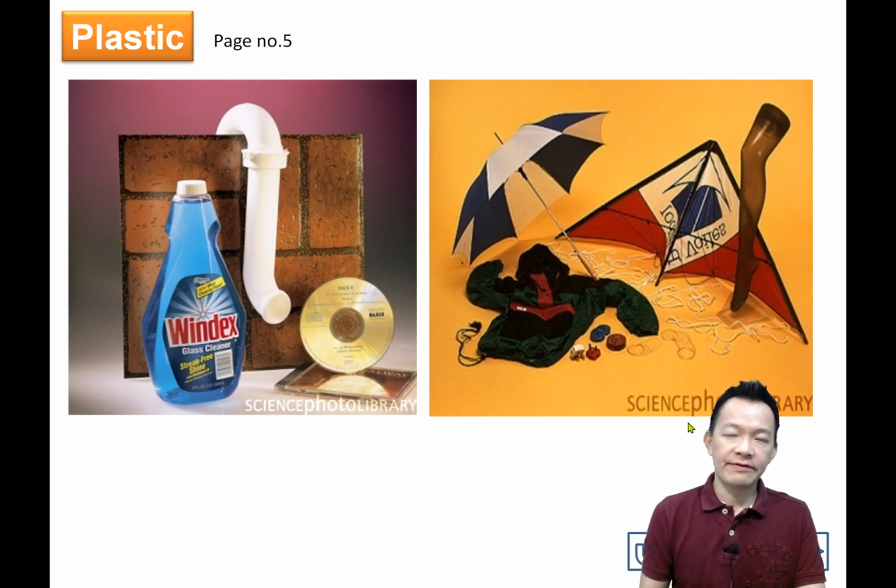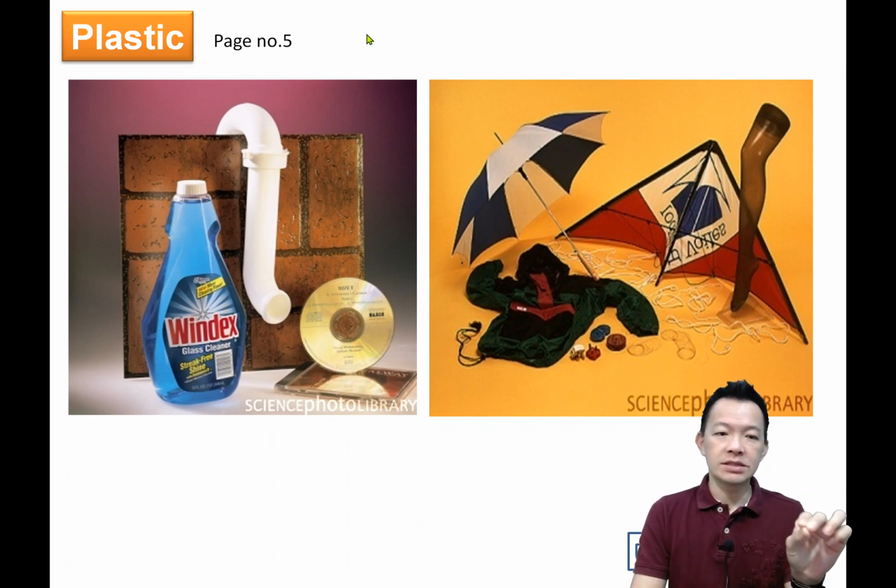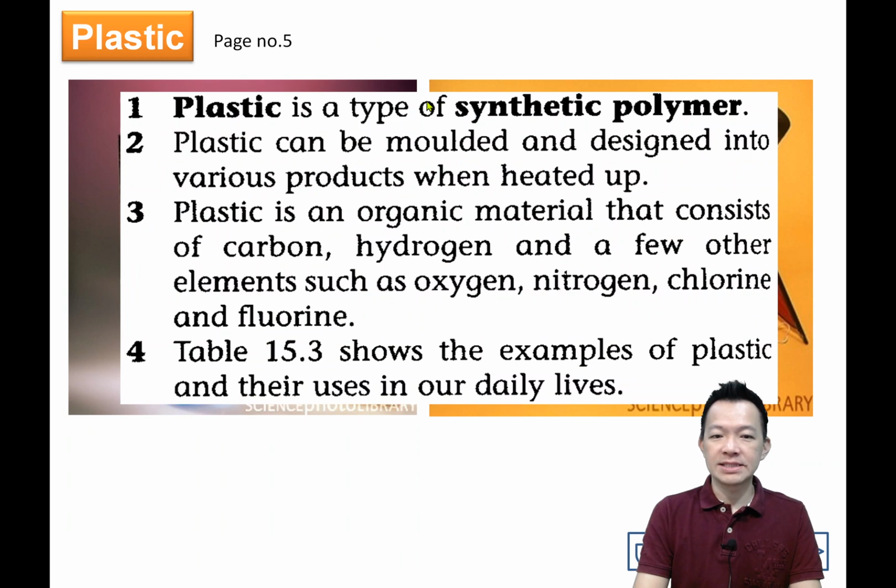Okay, so after we finish the synthetic rubber, now we go to another type of synthetic polymer made by human: plastic. Page number 5, 第5面, plastic. This title, plastic, actually is better than rubber. If you go past here, most of the questions will be plastic. 全部都是 plastic.